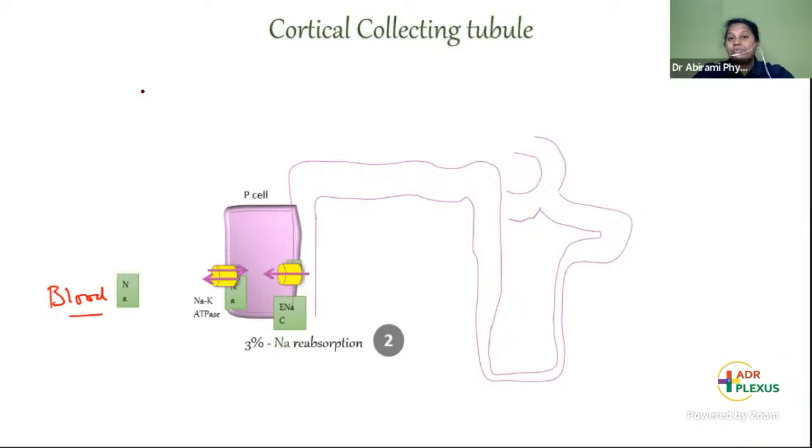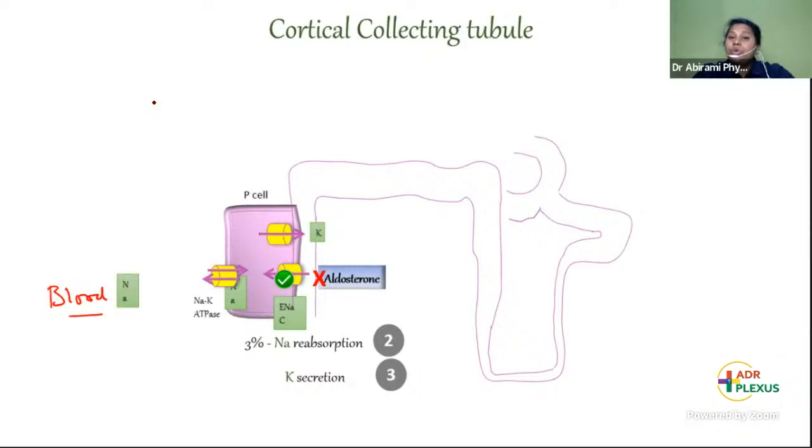Because sodium potassium ATPase is a transporter which exchanges 3 sodium for 2 potassium. So when 3 sodium moves out, 2 potassium will move into the cell. Potassium moves into the cell and this potassium is secreted into the lumen. So the third role of cortical collecting tubule is potassium secretion. The activity of this ENaC, epithelial sodium channel, is enhanced by, again, aldosterone, the same hormone.